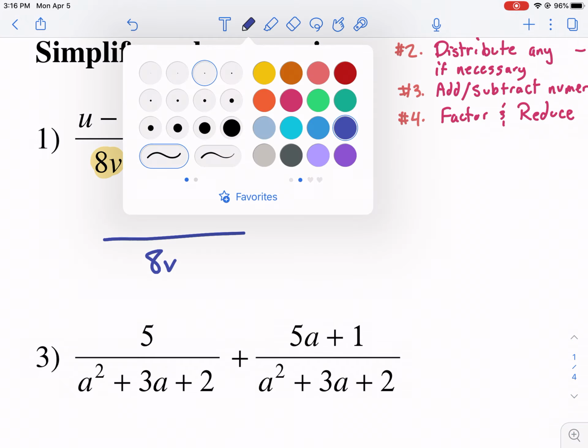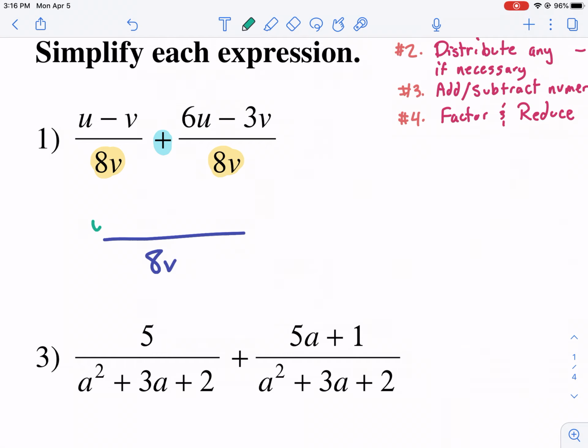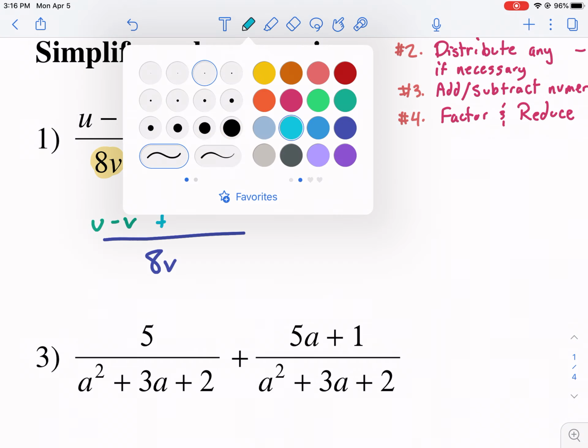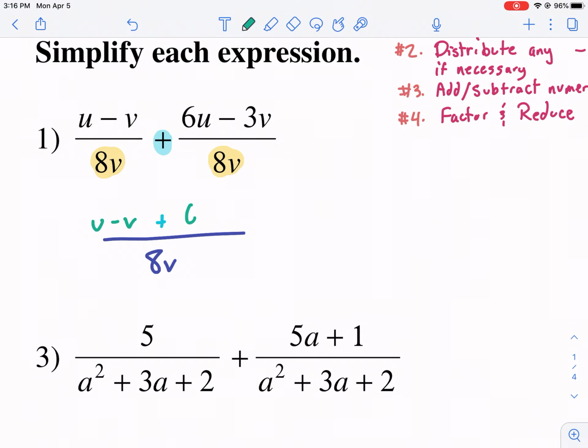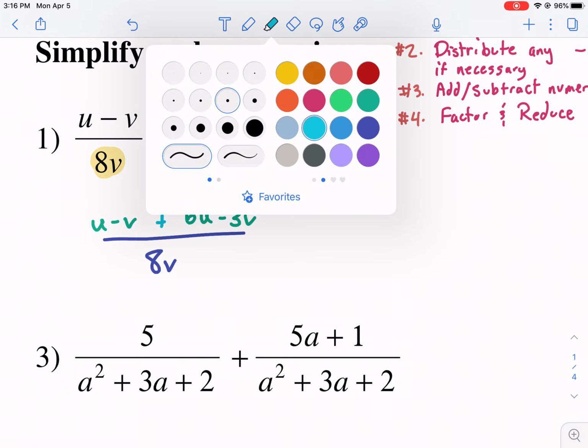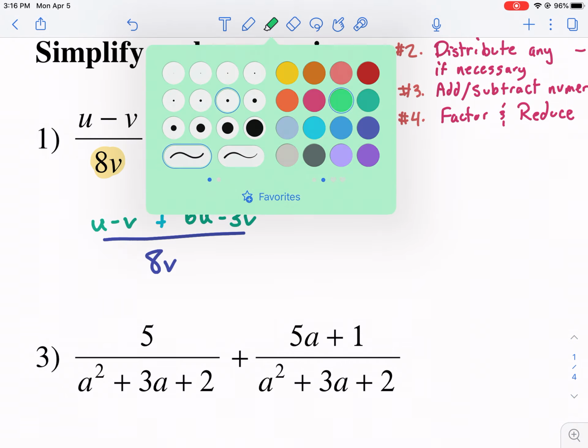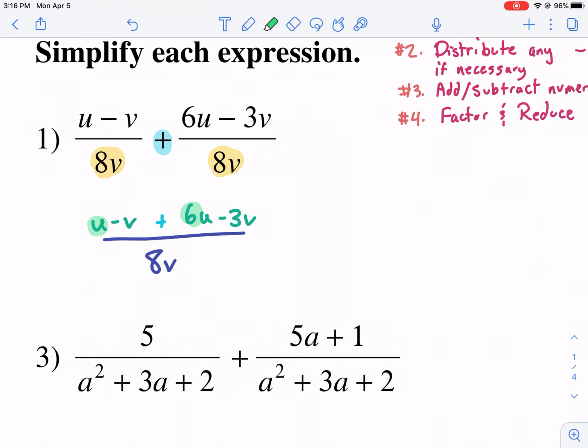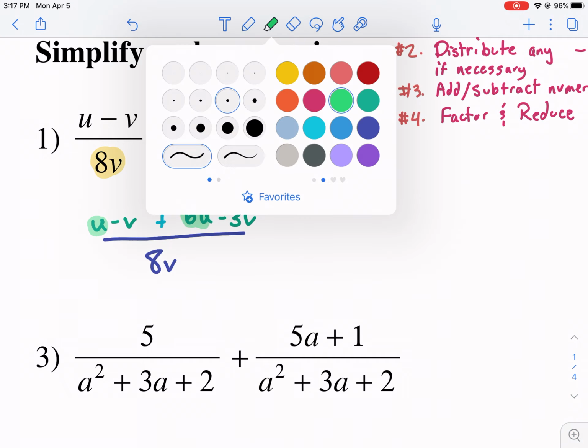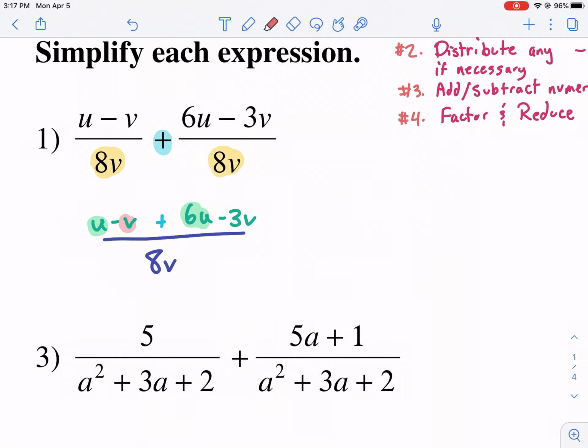So let me go ahead and write that in green. So we have u minus v plus, let me change this to this color, plus 6u minus 3v. Okay, so we're going to look for like terms here. In this case, we have u and 6u as like terms, not denominators. And then we have negative v and a negative 3v.